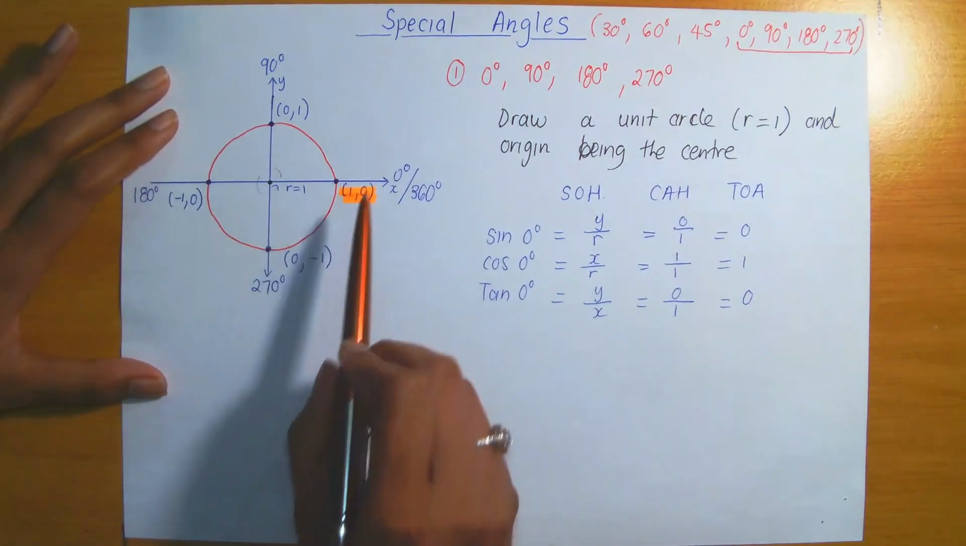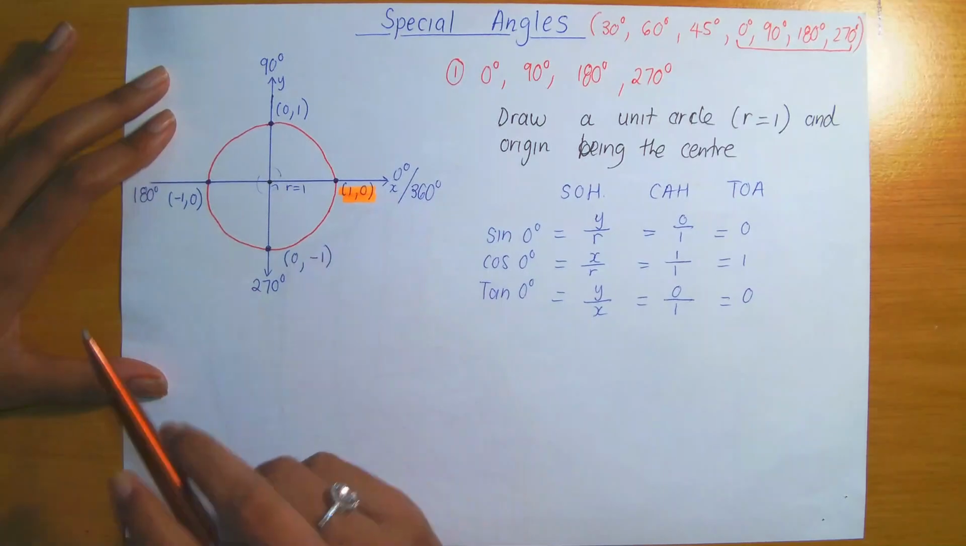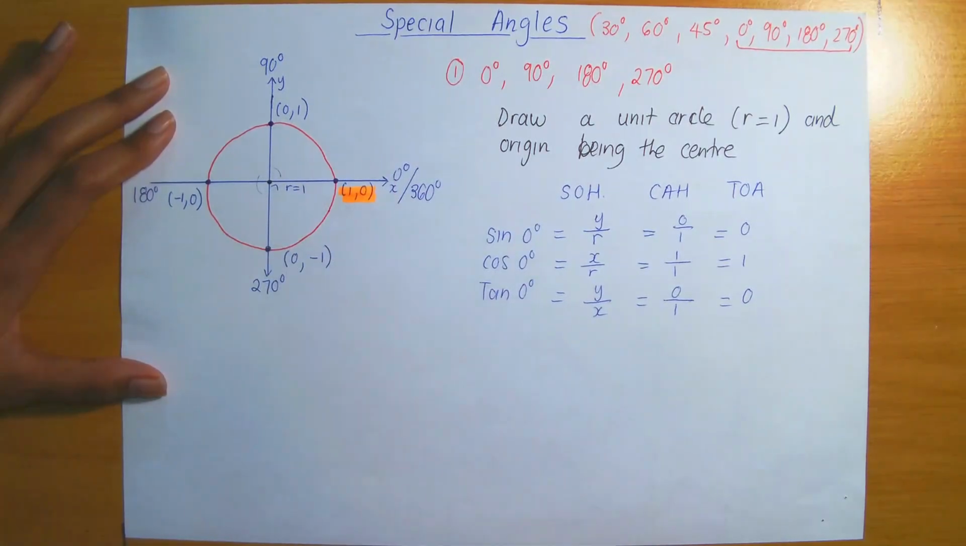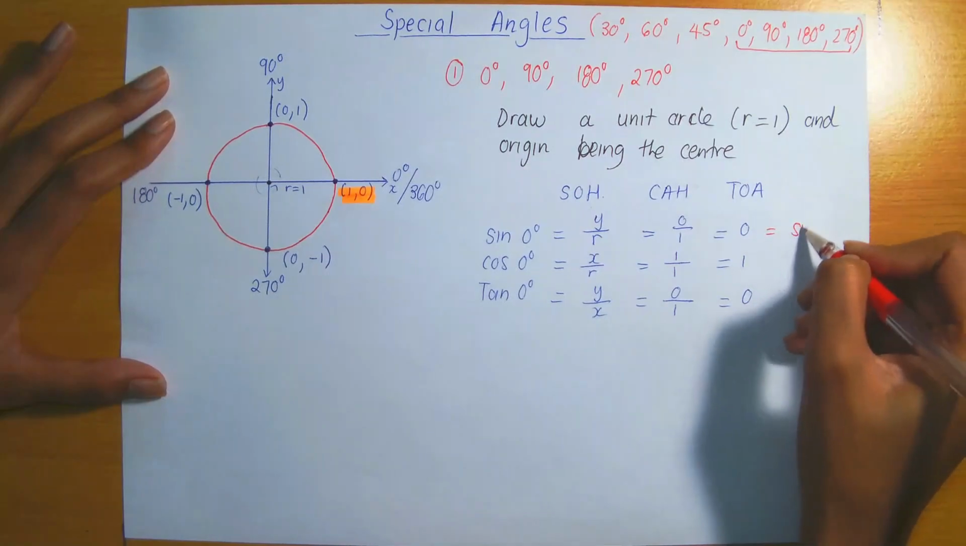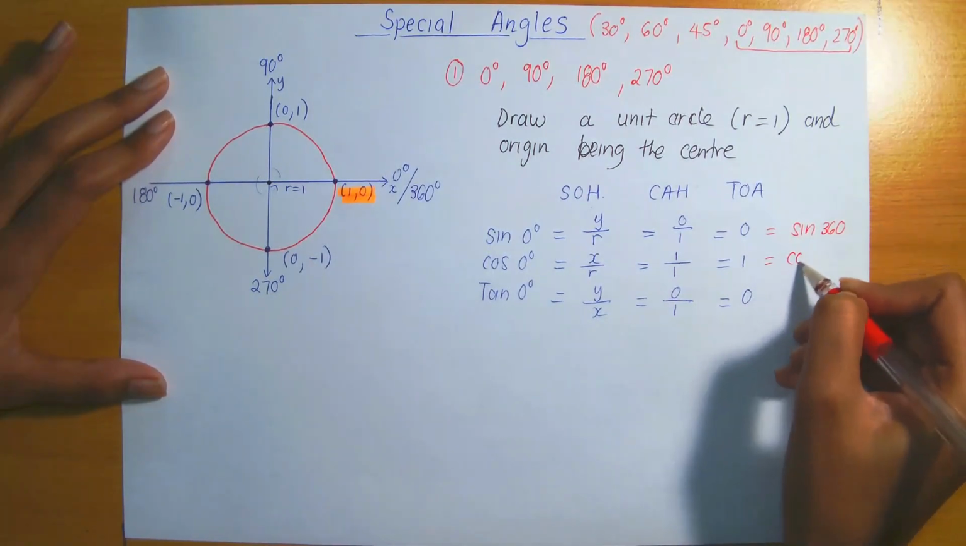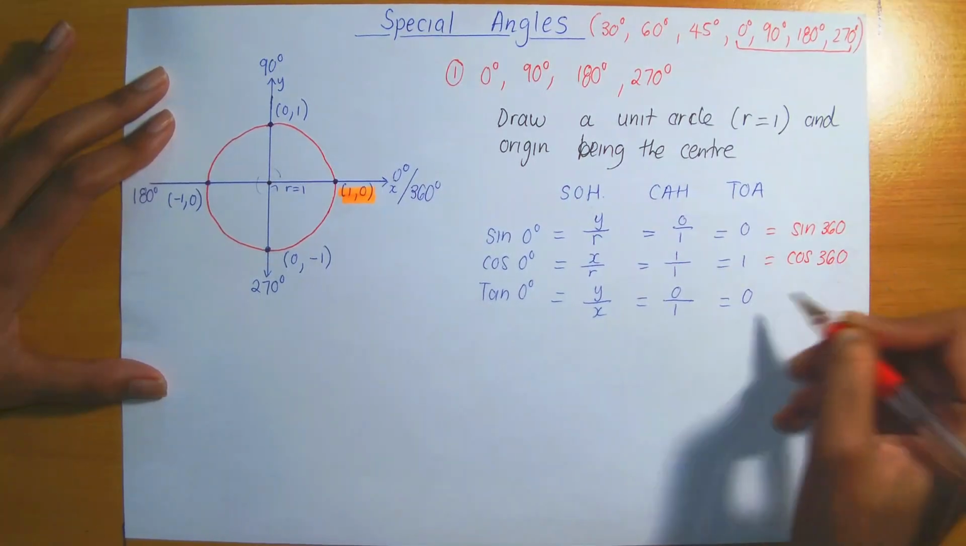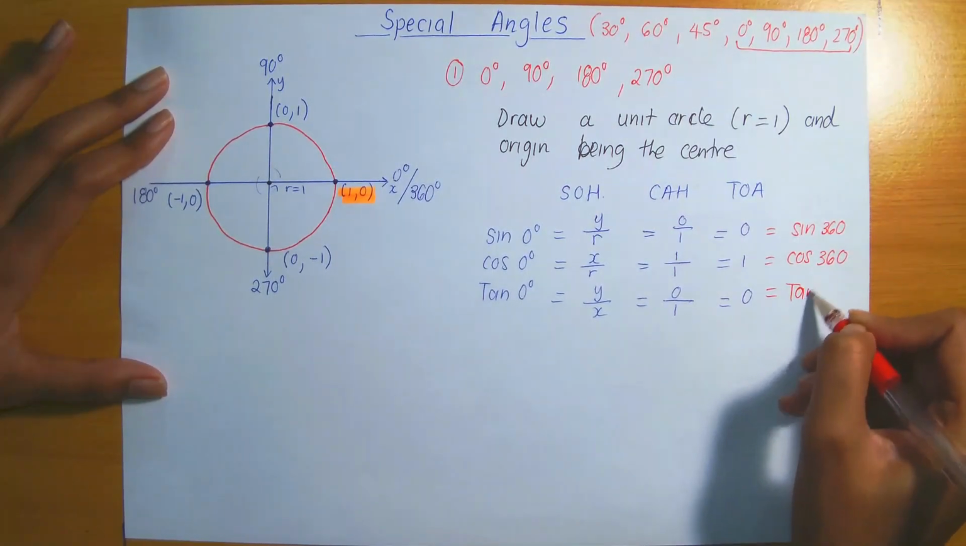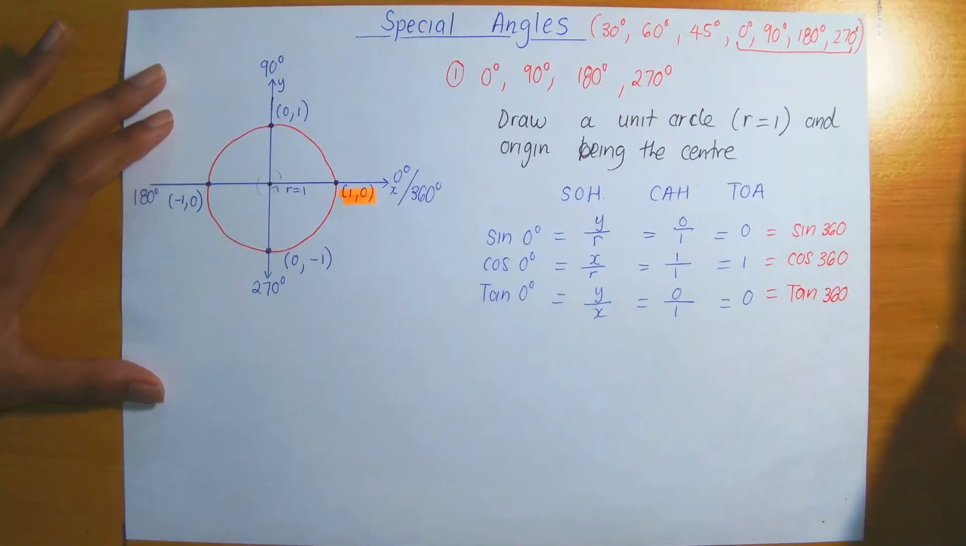It's important to note that the interpretation at 0 and 360 degrees is exactly the same. So that means that this is also sine of 360, this is also cos of 360, and this is tan of 360.